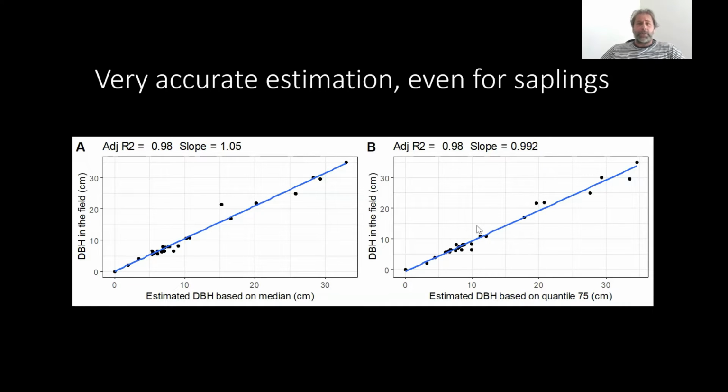What is very interesting in these graphs is that we get a very good estimation for small trees, for saplings. Even below 10 centimeters, we still have a good estimation of tree DBH. So it's very important. It's game changing because it changes completely what we can do with the mobile LiDAR approach.